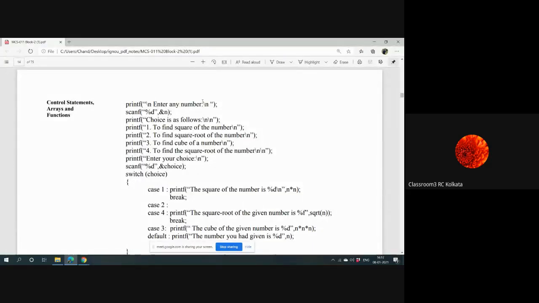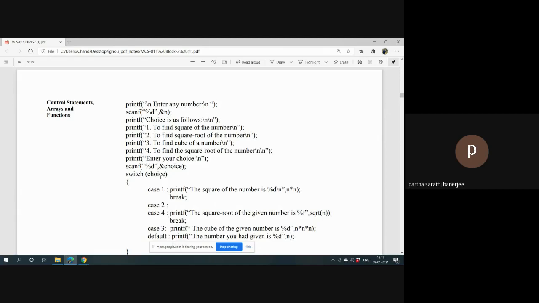Suppose I tell you in n I have given 5 and in choice we have given 2. What will happen? Case 2 has nothing written, okay? To find the square root of the number, actually we have to find the square root, but I have not given anything here. If I give choice 3, n equal to 5 and choice equal to 3, what will happen?